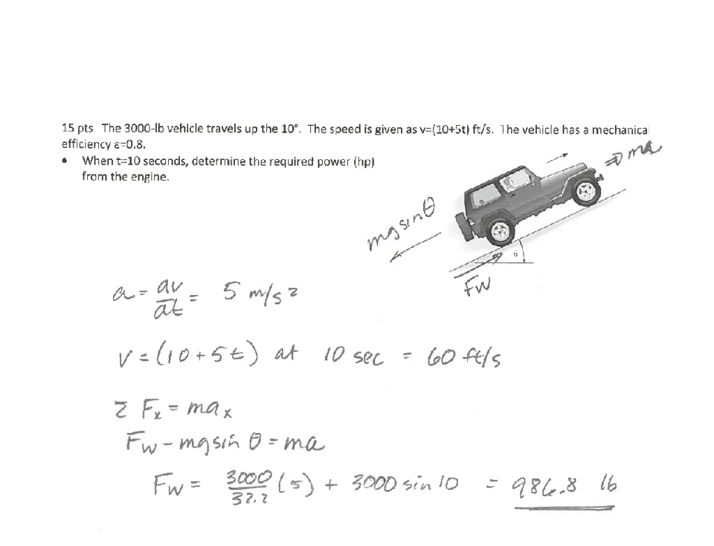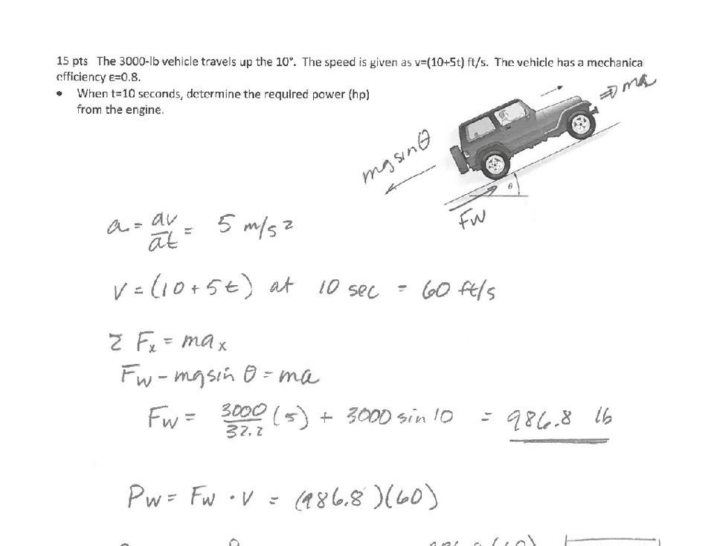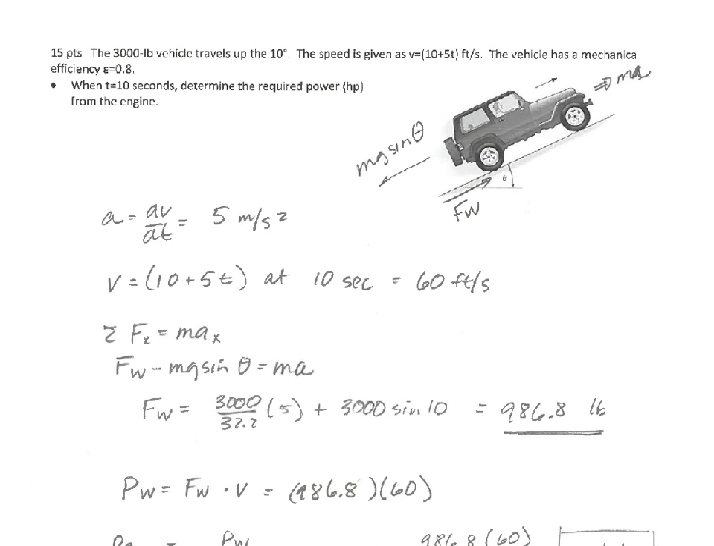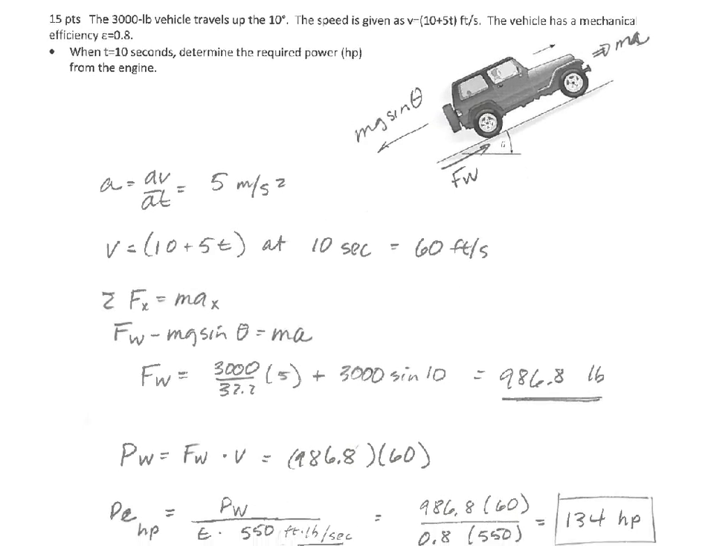The speed at the end of this is given at 10 seconds, so I just plug 10 in there and we get that the speed at the end of the problem is equal to 60 feet per second. So how do we solve the problem? We set up our force equation. The sum of the forces in x is mass times acceleration in x. We see that the force at the wheels to make this happen is going to be 986.8. Actually, that is the constant force because both of these things are constant. And so that's 986.8 pounds.